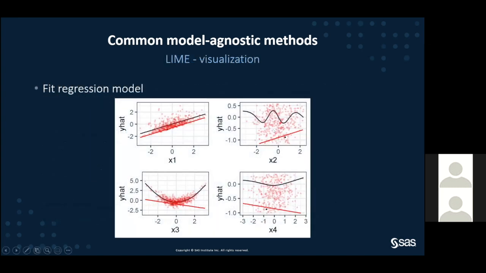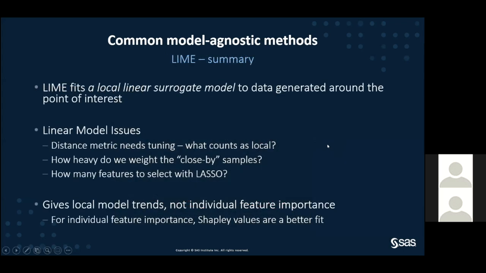For example, here where x2 changes, the relationship between y hat and x2 changes direction when x2 is different. If you take x2 as -2 or -1, the trend of the prediction is different. So if your local region includes too big an area, you risk averaging different trends. And if it's too small, then you might have some data generating issues. And also, similarly, how heavily do we weight the nearby samples, and how many features do we select with lasso? So it's useful to understand the local trends of the model, but there are some tuning issues that need to be careful about.